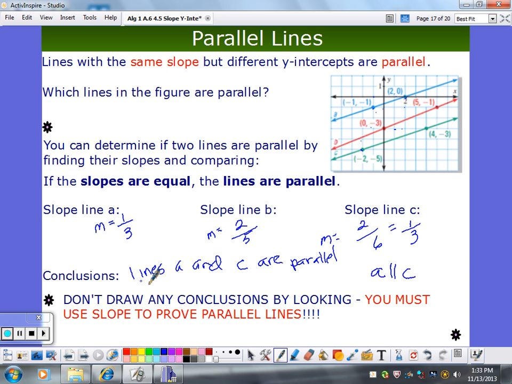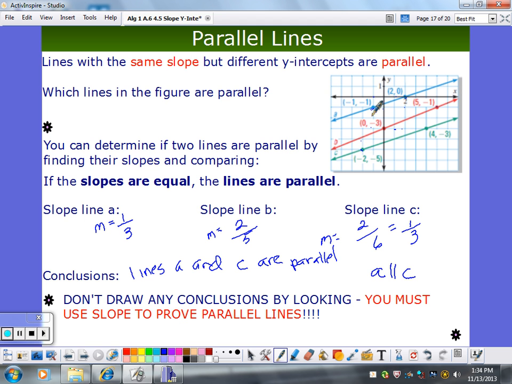Look at this next little point here. You tell me why this is important. Don't draw any conclusions by looking. You must use slope to prove parallel lines. I know you can see that, but this is part of being a mathematician. A mathematician doesn't use observation to prove a fact. A mathematician uses other facts to prove a fact.